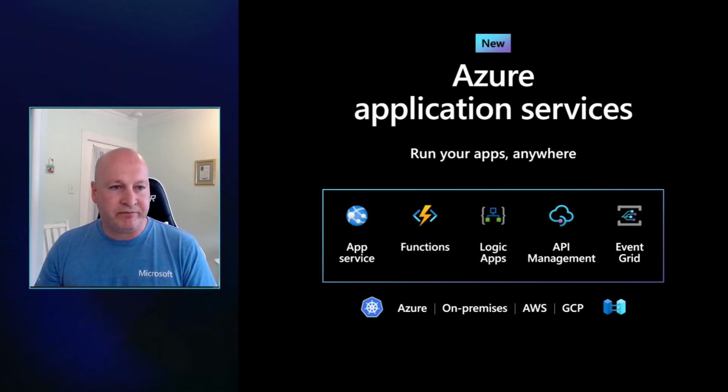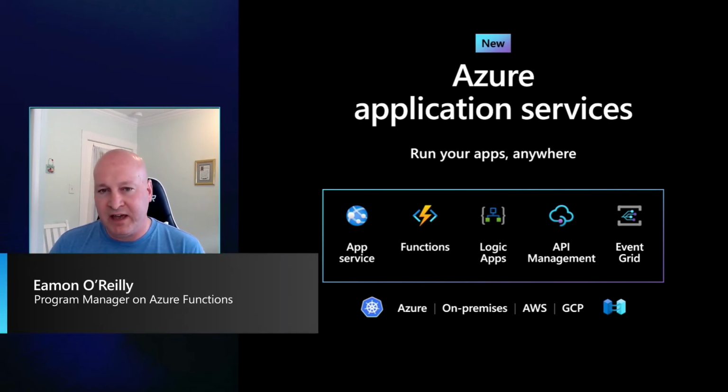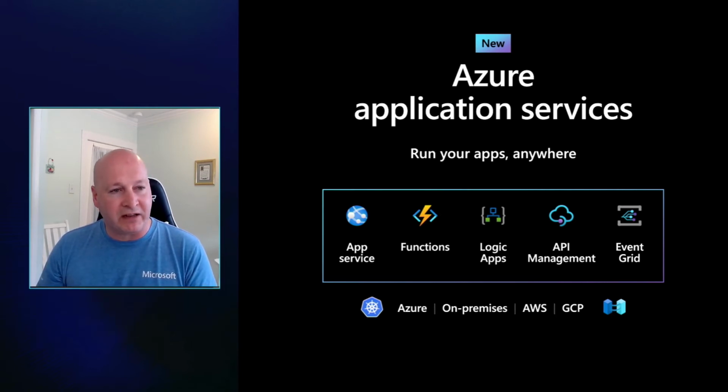Now in preview, customers don't have to choose between the productivity of Platform as a Service and the control of Kubernetes, because the same application services can run with either model. The application services are now Azure Arc enabled, which means customers can deploy web apps, functions, API gateways, logic apps, and event grid services on pre-provisioned Kubernetes clusters, taking advantage of features including deployment slots for A/B testing, storage queue triggers, and out-of-the-box connectors from the application services, regardless of where they run.